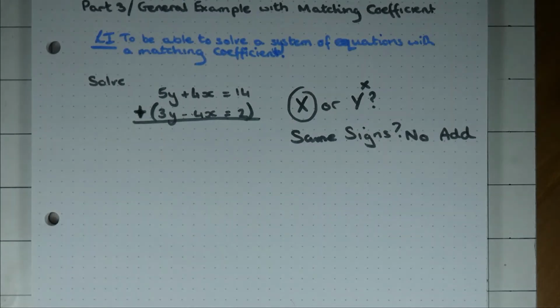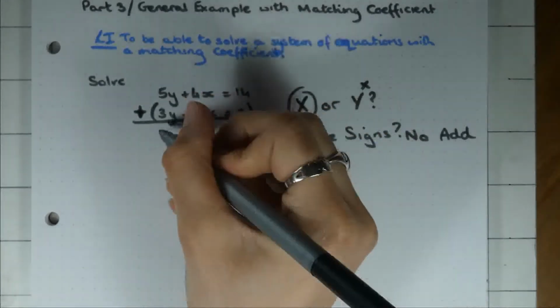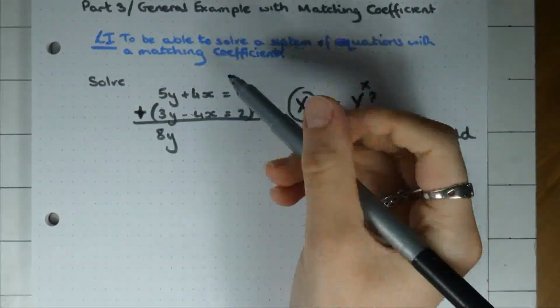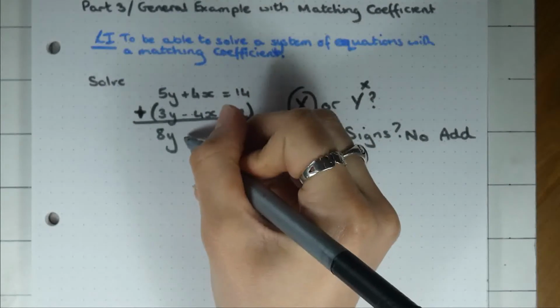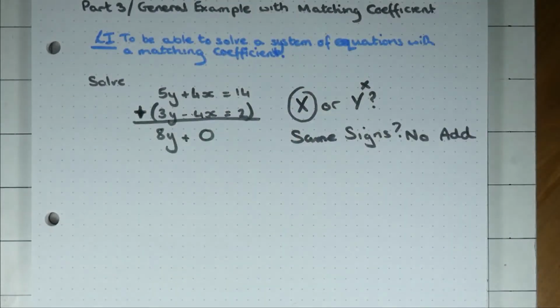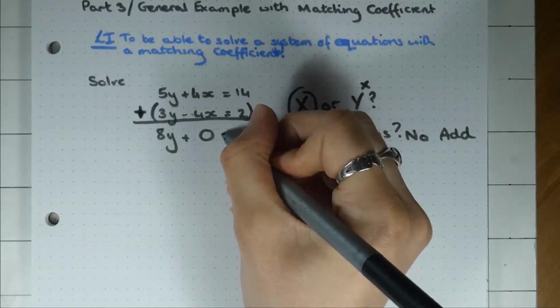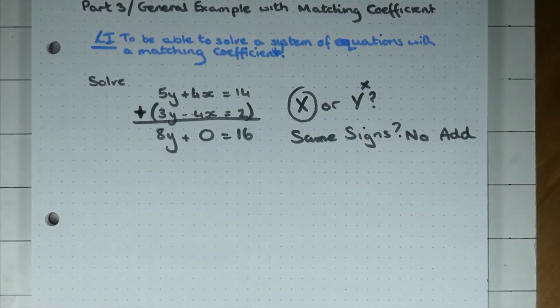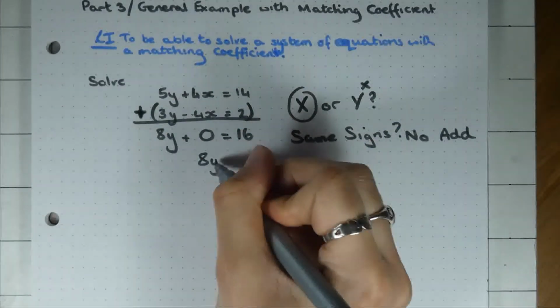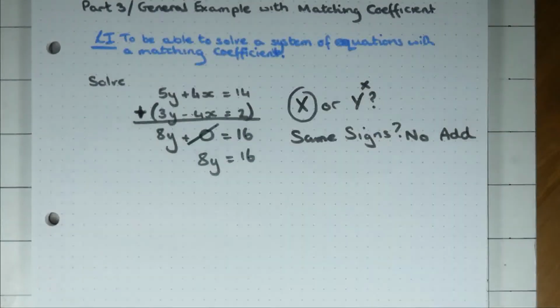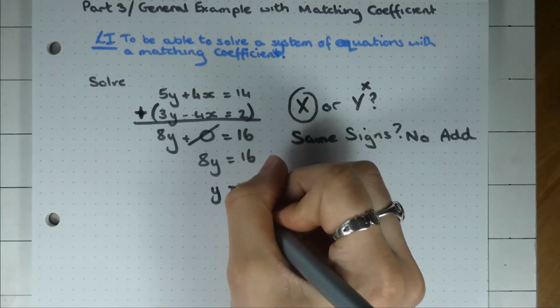You don't have to do it as a chimney sum, but I find that looking at things in the vertical columns helps me really focus in on what I'm doing at each step, because it is a bit confusing with your positives and your negatives. So we have 5y plus 3y gives us 8y. We have 4x plus minus 4x. That's going to give us 0. We're going to have nothing there. And we have 14 plus 2, so it's going to equal 16. Hopefully you can see where this is going. We have 8y equals 16 because the 0 disappears, and then we have y equals 2.